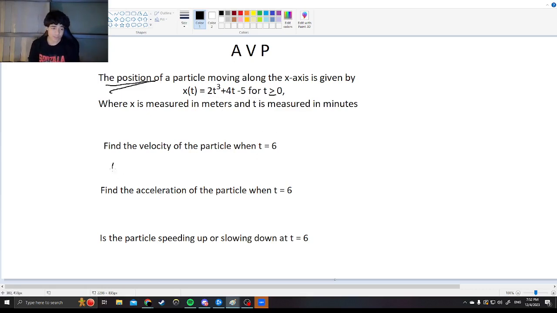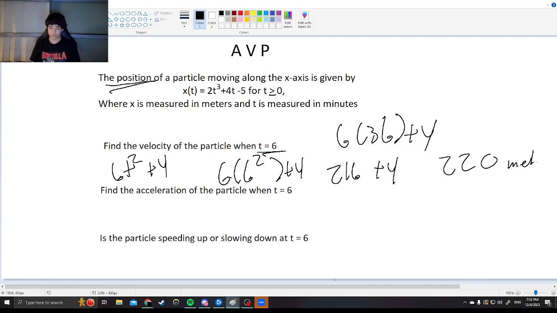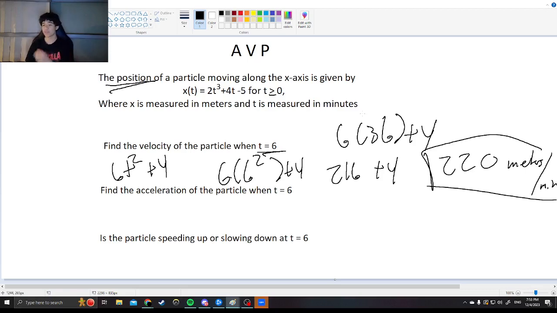If we derive this, we get 6t squared plus 4, and the 5 goes away, it's a constant. And then we plug in our t equals 6 over here. So we get 6 times 6 squared plus 4, 6 times 36 plus 4. When we multiply out 6 times 36, we're going to get 216 plus 4. You're going to get meters per minute. So at t equals 6, the exact speed is 220 meters per minute.